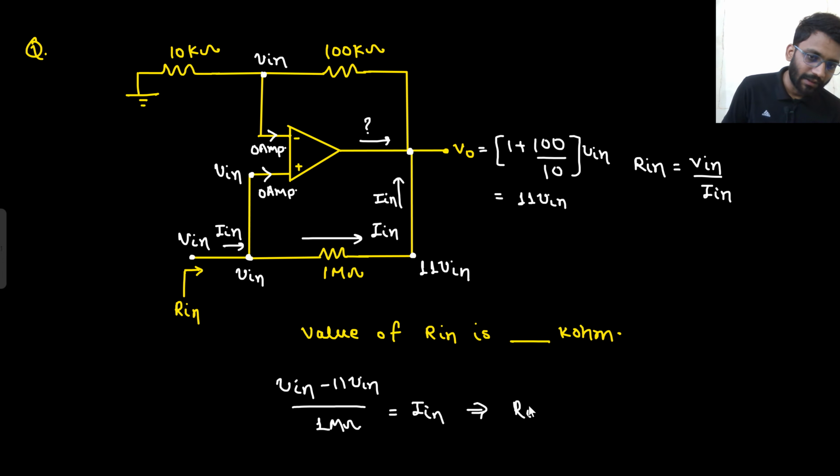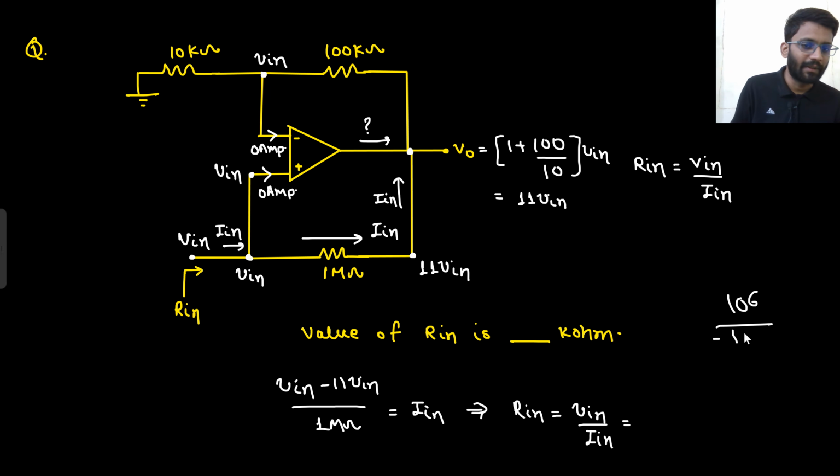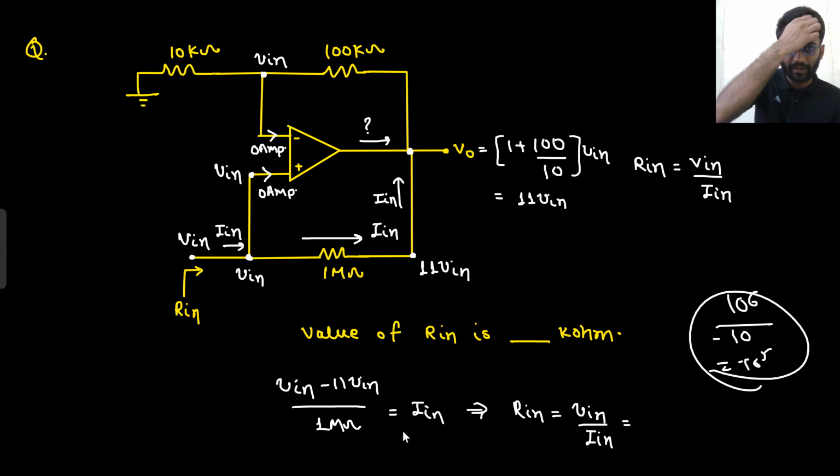So what will be your R in? Your R in is V in by I in, which is 1 mega ohm divided by minus 10. Mega is 10 to the power 6 divided by minus 10. What would it be? Minus 10 to the power 5, or you can say minus 100 kilo ohm.